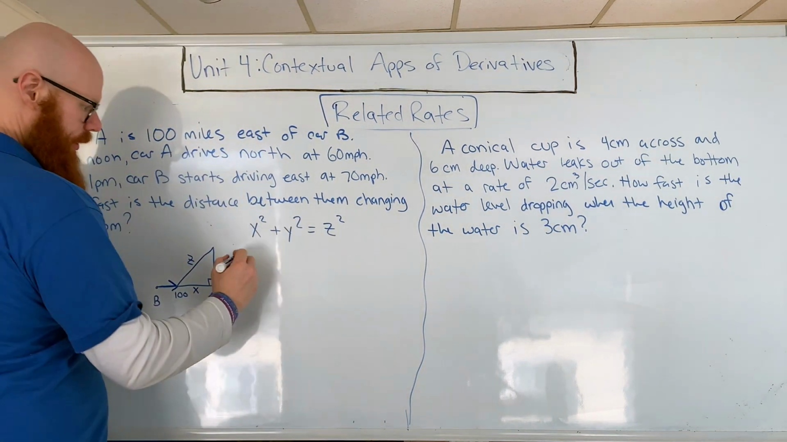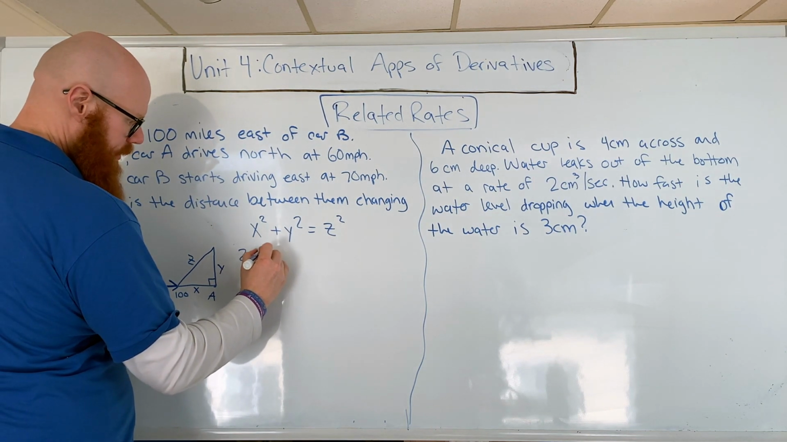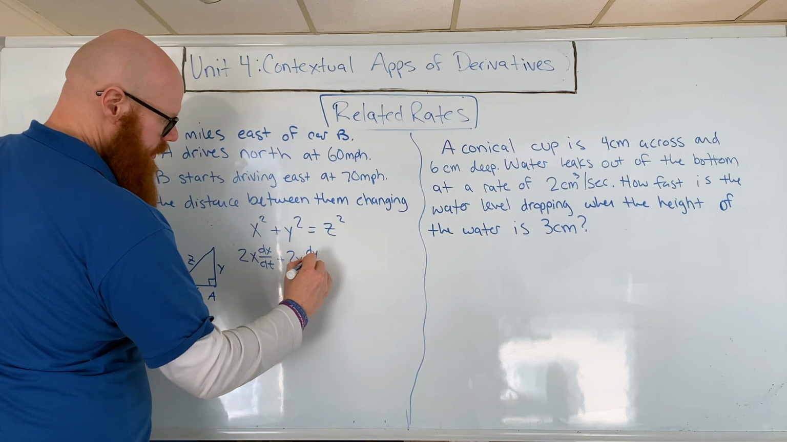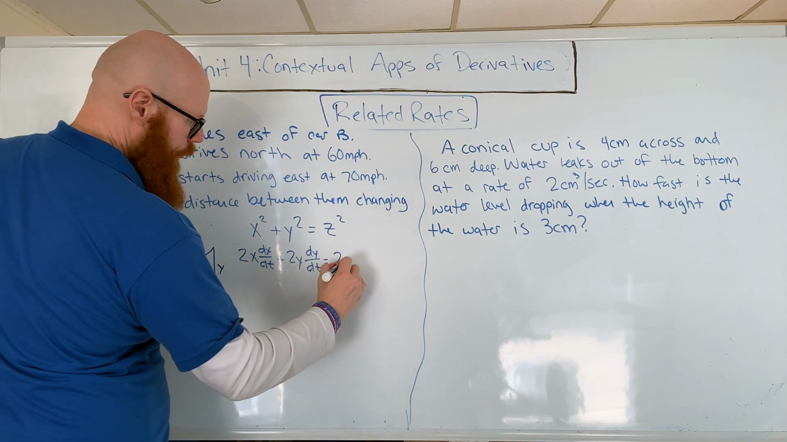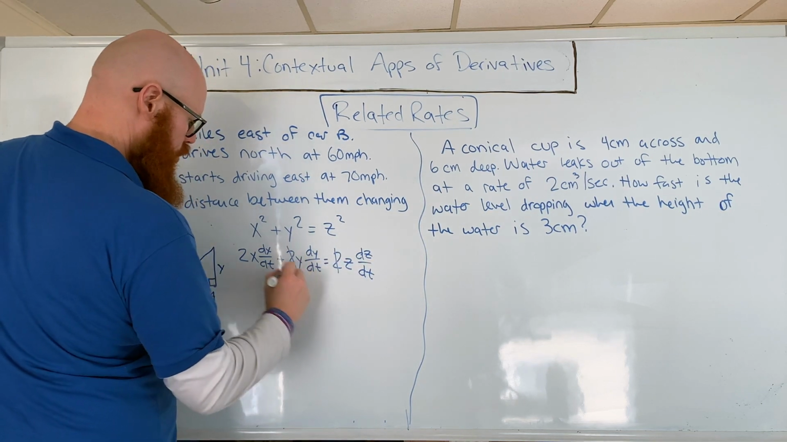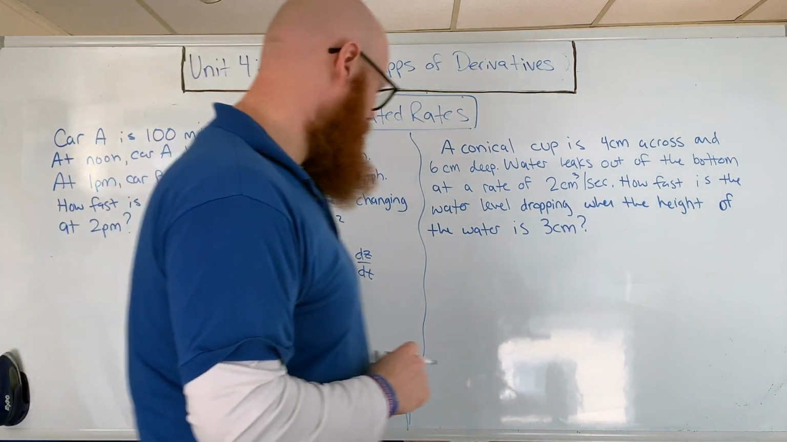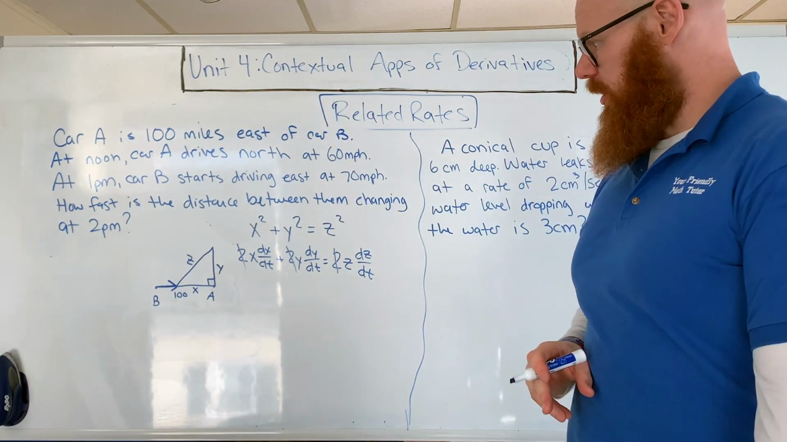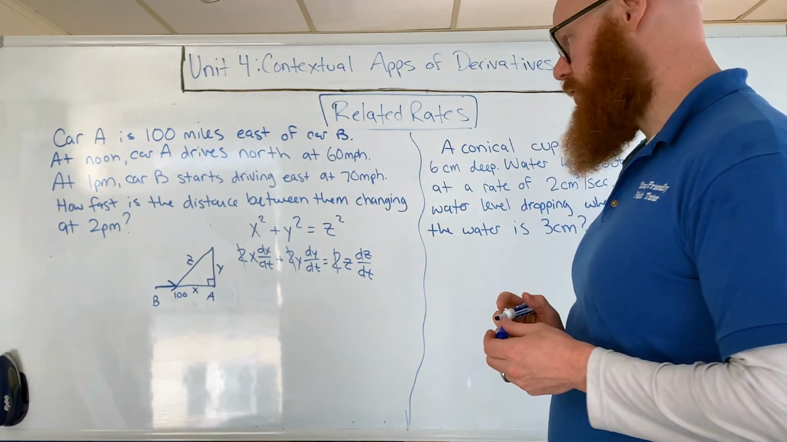And then we can take the derivative with respect to time. So 2x dx/dt plus 2y dy/dt equals 2z dz/dt. Cancel the 2's as always in these Pythagorean theorem problems. And now we get into where we need all the information and how we look at it. It's going to be really important.